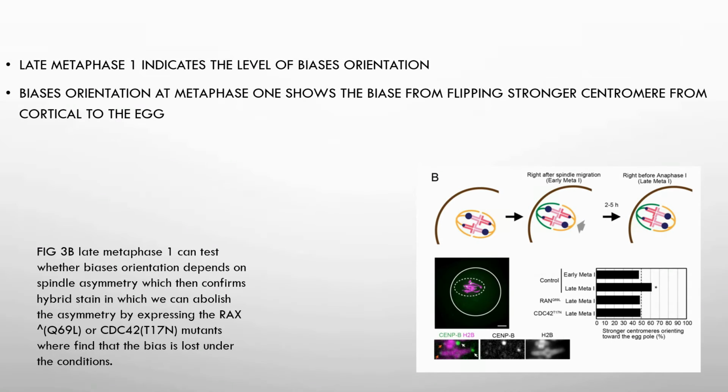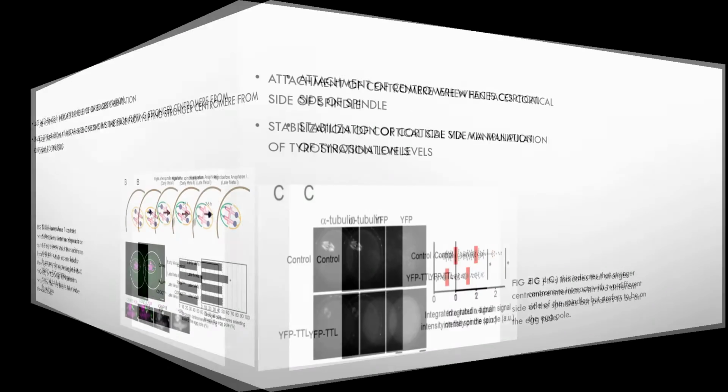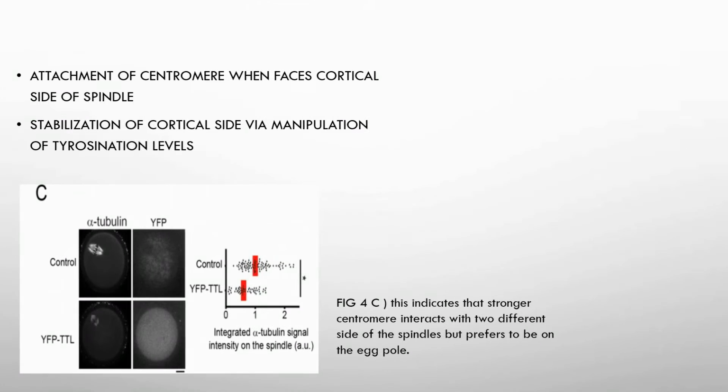Further experiments were then performed by manipulation of the tyrosination levels by modulating the expression of tubulin tyrosine ligase, or TTL. This catalyzes alpha tubulin tyrosination, and overexpression, in this case, destabilizes the spindle microtubules, as can be seen in figure 4c. This indicates that stronger centromeres interact with two different sides of the spindle but prefer to be on the egg pole.